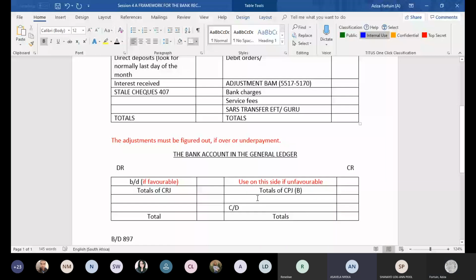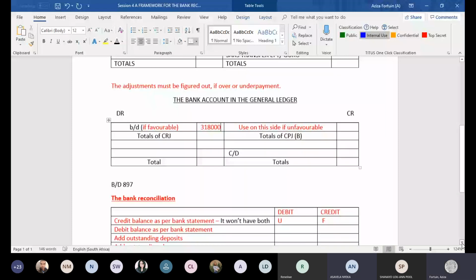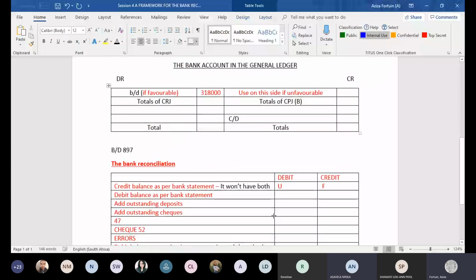And then on the bank reconciliation, the balance per bank statement is 290,496. Debit or credit side? Credit side. Why the credit side? I think it's favorable because it's a favorable balance. Yes. Okay, you may continue.